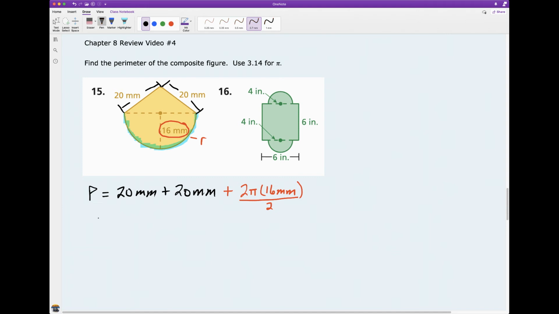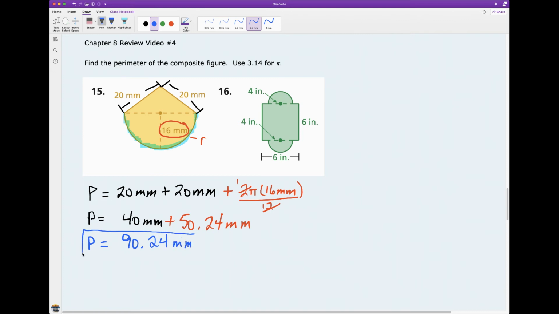So with that information, we can go ahead and simplify this a little bit. So that's 40 millimeters. And then if I look here, the 2's cancel. So really I just have 16 times pi. Let me work it out on my calculator. 16 times 3.14, and that gives me 50.24 millimeters. All right, so now we're almost done. We just combine those two numbers, and I end up with 90.24 millimeters. Okay, so that's the first problem.